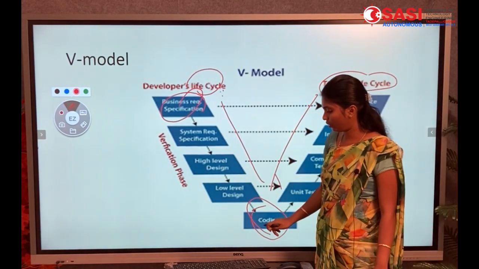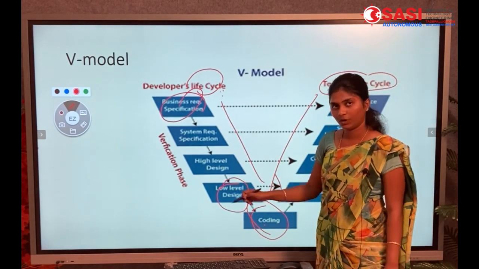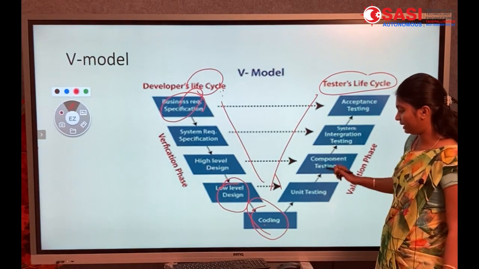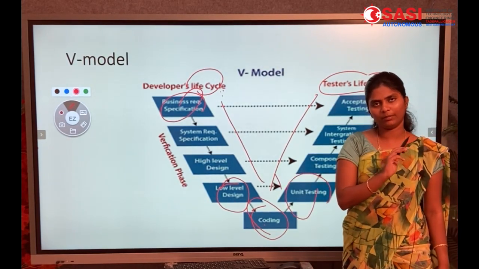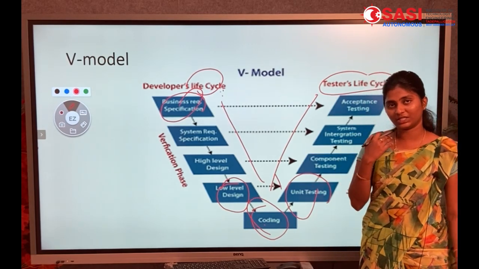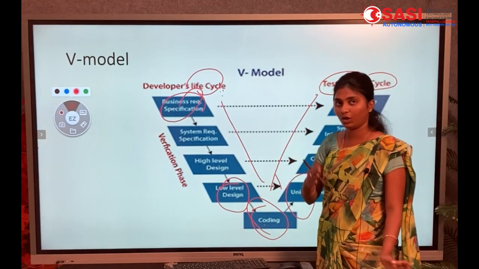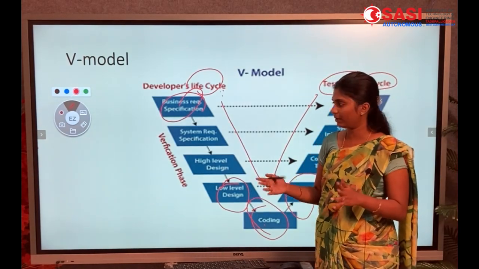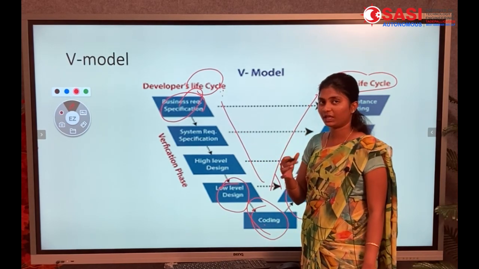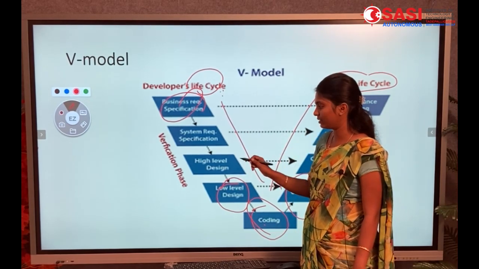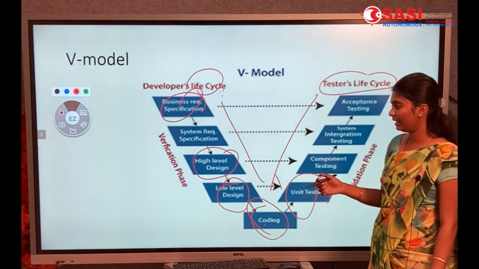Now we will look at the coding. First, on the developer side, it is low level design, but in testing it starts with unit testing. Always remember, in testing, when we check for bugs, it starts from unit testing. On the developer side, it is low level or high level design. Next, all these techniques are nothing but verification phases. Next, it goes to the high level design.